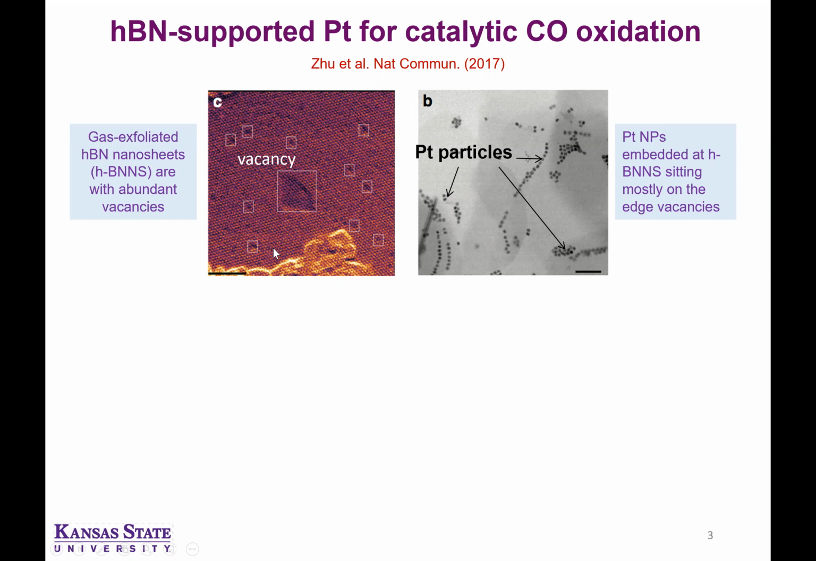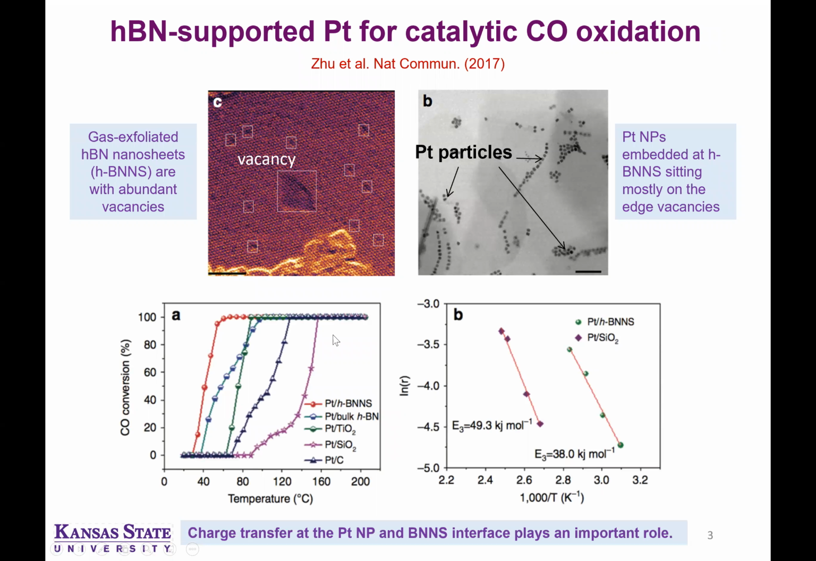This hBNS is rich in vacancies, as indicated by the white squares. When you put the platinum particles on, the particles predominantly go to the vacancy sites, according to the TEM image. When we evaluate the catalytic performance, platinum supported on hBNS performs better than platinum supported on TiO2 or silica. It also performs better than platinum supported on bulk hBN. Therefore, we can deduce that the vacancy plays a beneficial role in promoting CO oxidation.